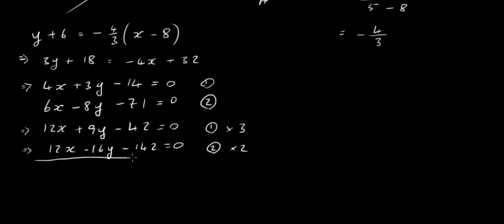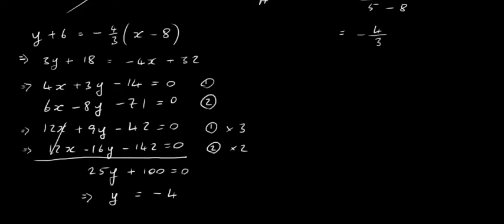So what I'm going to do here is subtract both of these. So if I subtract, that becomes 0. So it's 9 plus 16, so that just becomes 25y. Here I end up with plus 142 minus 42, so that gives me plus 100, that gives me 0 here. So that just gives me y equal to minus 100 divided by 25, so that just gives me minus 4. Okay, so let me just substitute that into one of these equations here.